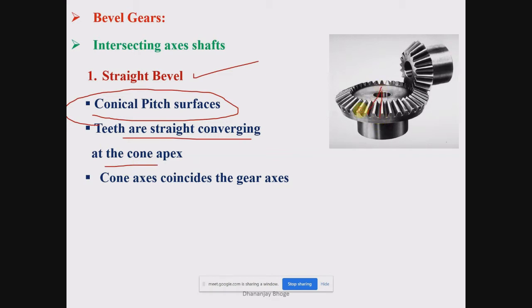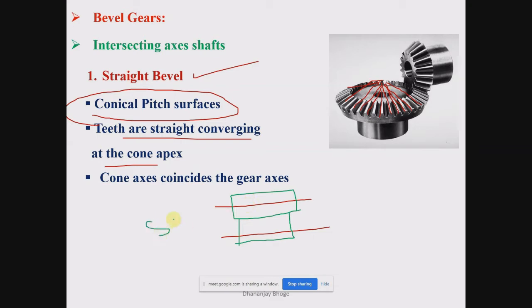Okay. हे सगळे टीथचे जनरेटर्स जर आपण एक्सटेंड केले तर all of this will meet at the apex of cone. कोन काय आहे? It is the pitch surface of bevel gears. बिवेल गियर्स have conical pitch surfaces. बरोबर ना? पॅरलल ॲक्सिस शाफ्ट्स आपण कसे कनेक्ट करू शकतो? युजिंग सिलेंडर्स. असे दोन सिलेंडरनी we can connect the parallel axis shafts.